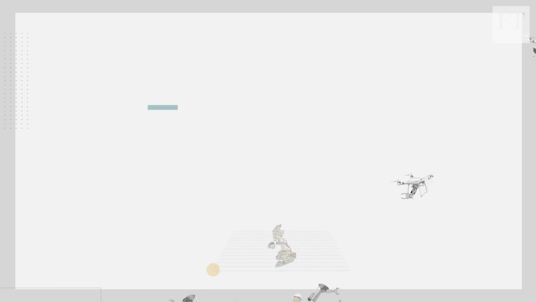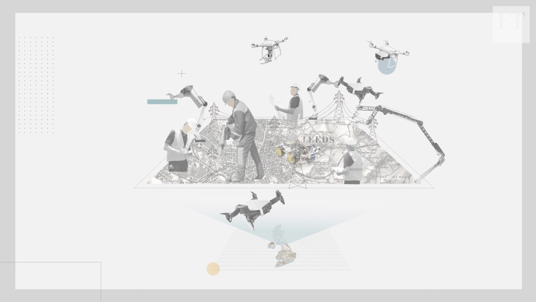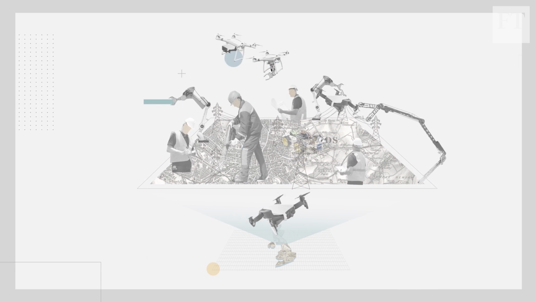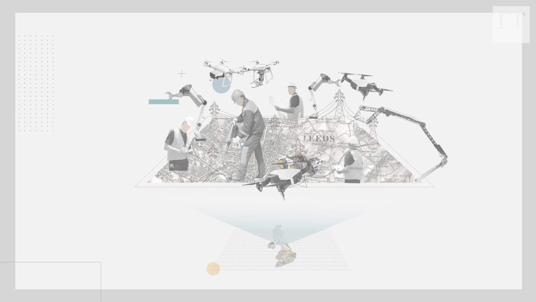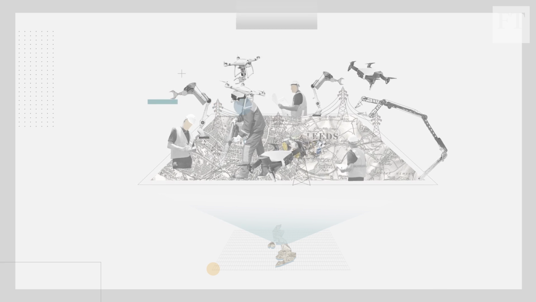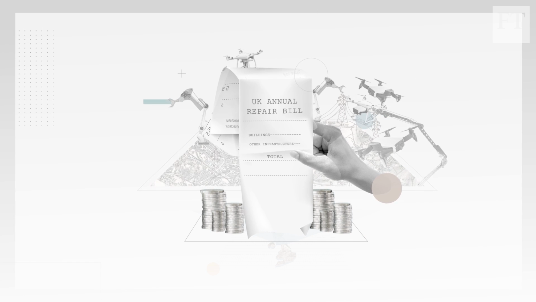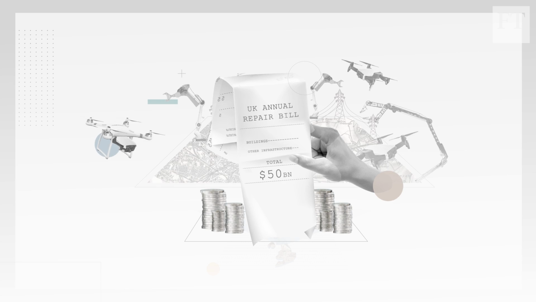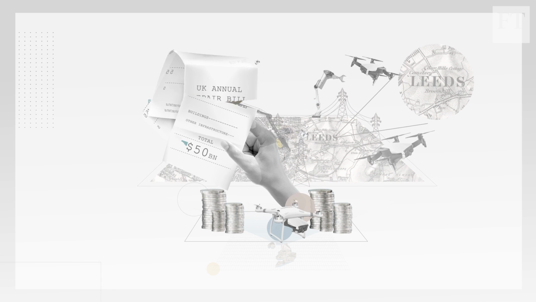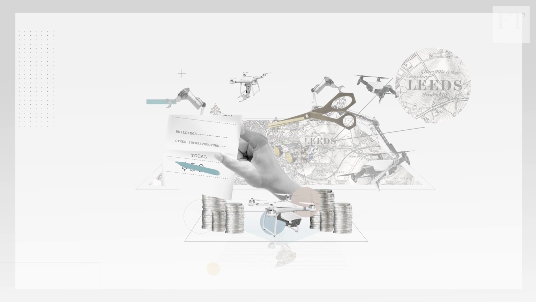It's not just buildings. One British city, Leeds, is taking part in an experiment to see if it can hand over much of its maintenance work to an army of robots by 2035. The UK's annual repair bill for buildings and other infrastructure is $50 billion. Leeds is testing various technologies that could be emulated elsewhere.